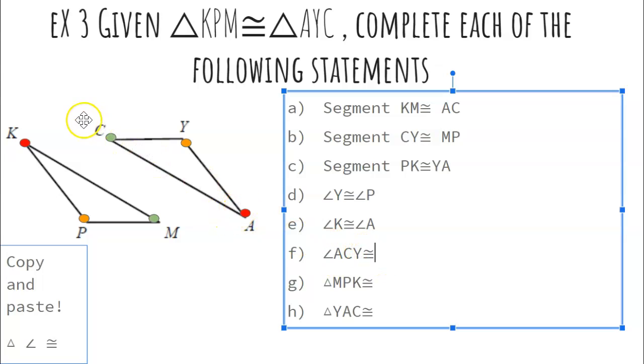So we're going red, green, yellow, or orange. Okay, so red would be K, M, green, and P.